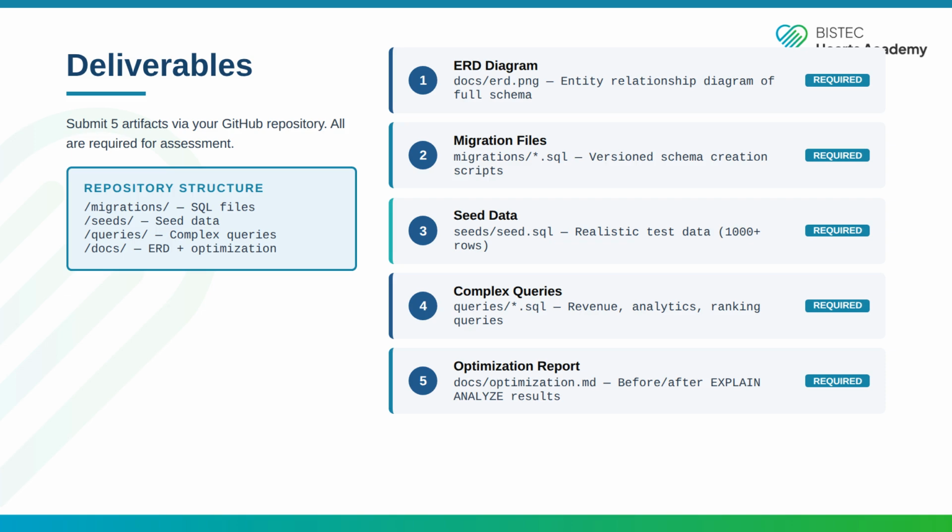And fifth, your optimization report in docs/optimization.md. For each query, show the EXPLAIN ANALYZE output before and after optimization, the indexes you added, and the performance improvement. This is the most important deliverable. It shows you can diagnose and fix real performance problems. Remember, quality over quantity. A well-designed 6-table schema with clear documentation beats a 12-table schema that's poorly normalized and undocumented.